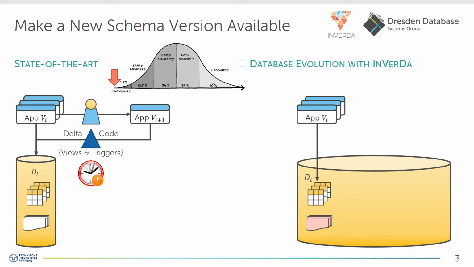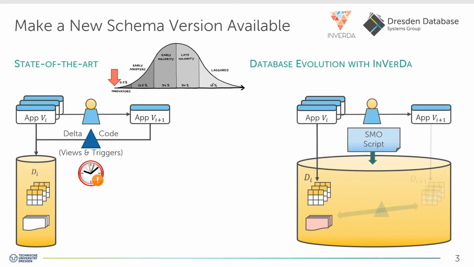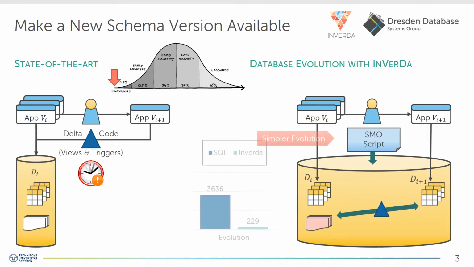In contrast, with InVerDa, we would write database evolution scripts that are based on schema modification operations, short SMOs. These SMOs allow, for instance, to add columns, to partition tables, to join tables, and so on, so they keep the intention of the developer and allow to generate all the Delta code automatically. These evolution scripts are orders of magnitude shorter than traditional SQL and already simplify database evolution a lot.